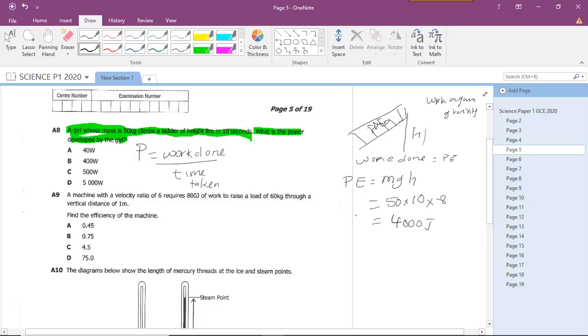So we substitute, the work done is 4,000 joules over the time taken, which is 10 seconds. Joules per second is a watt. So we cancel this, we cancel that. So that would be 400 joules per second or 400 watts. So our answer becomes B, like that.